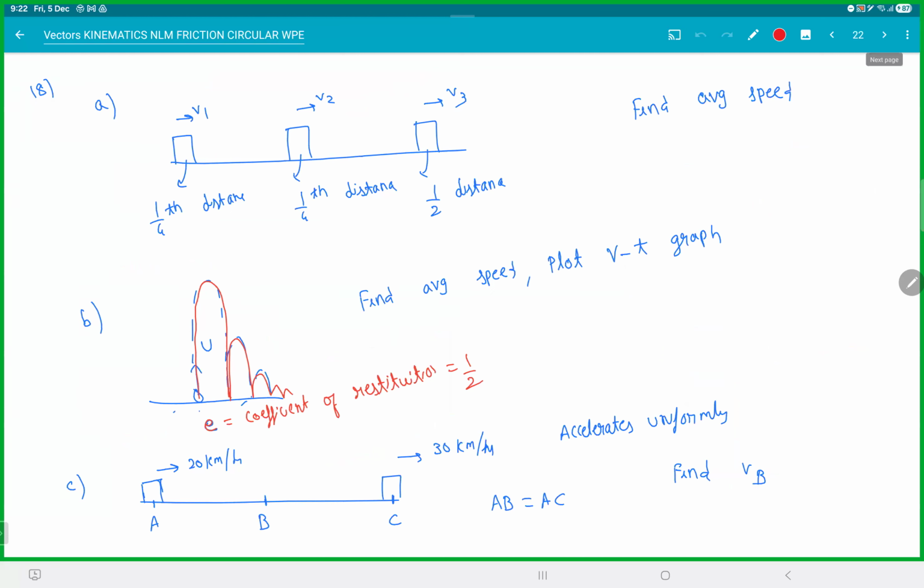Let's get this thing. Three blocks V1, V2, V3. For the 1/4 of the distance, you're going V1. Second 1/4, you're going with V2. Last half distance, you're going with V3. Find average speed. We have a particle thrown off its speed. Your restitution is off. Find average speed and plot VT graph. Particle is accelerating uniformly. Initially speed is 20. Finally speed is 30. Find the speed at the midpoint.